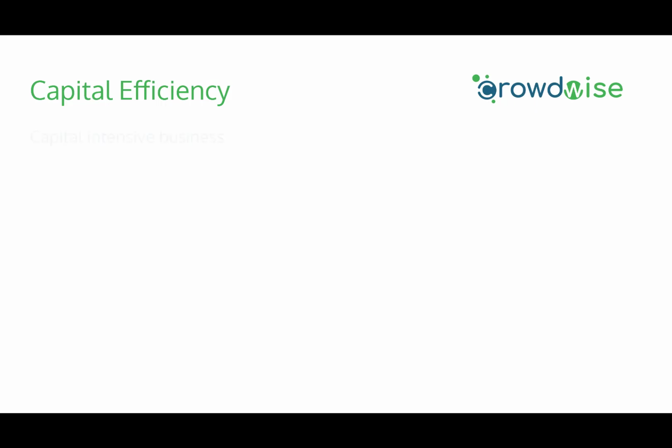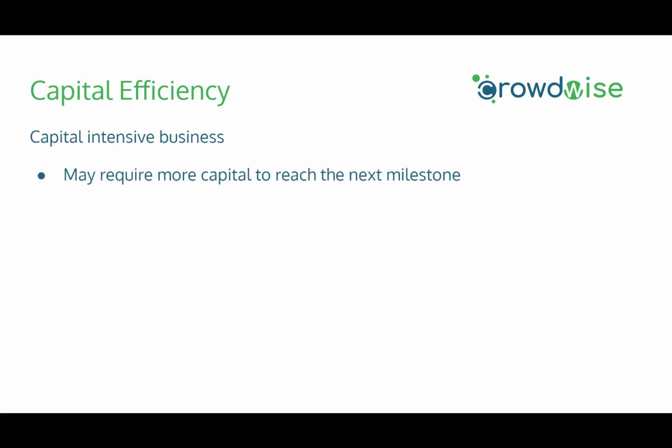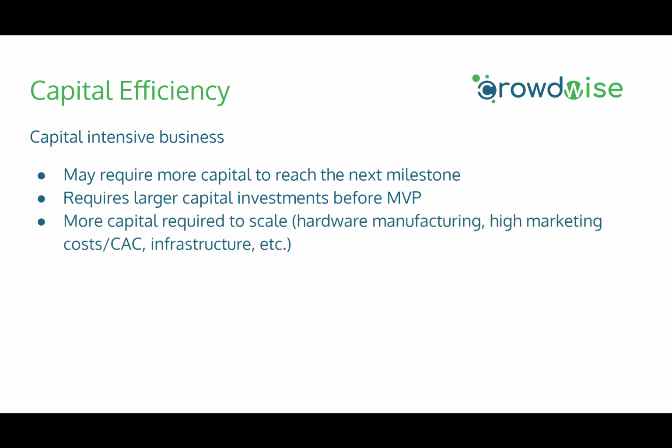In contrast to a capital-efficient business is a capital-intensive business. These usually require more capital in order to reach each next milestone. They may require larger capital investments before a prototype or minimum viable product can be demonstrated. They may require more capital to scale. Think of needing to set up for manufacturing of complex hardware, or perhaps having much higher marketing costs and customer acquisition costs, or required infrastructure. Thus, they typically have more tangible assets.